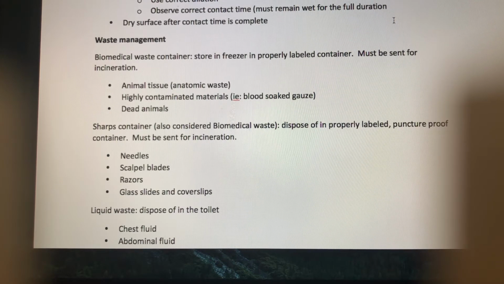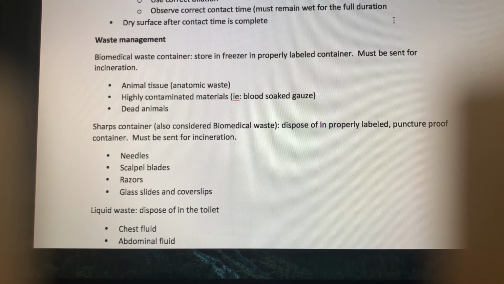So dead animals, or any of these biomedical wastes, typically you're going to have a container in the freezer that's storing your animal tissues and any materials. Dead animals usually are going to be sent for communal cremation or private cremation depending on the owner's wishes. So those are going to be stored separately, probably in the same freezer, but they will be stored individually instead of just in this bucket.